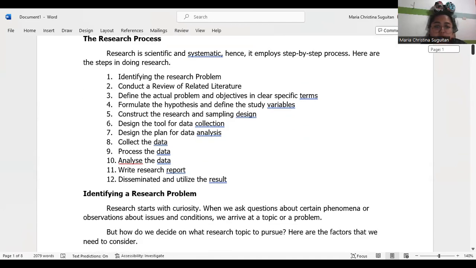Okay? So, let's talk about the research process. Pag-usapan na natin, ano ba talagang research process? Kasi alam ko yung iba sa inyo, si ma'am tinakbo lang, pero parang di ko naman na-gets. So, let's move sa PowerPoint. Nandun yung explanation kasi.